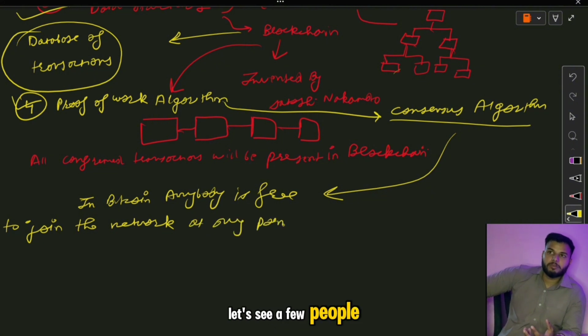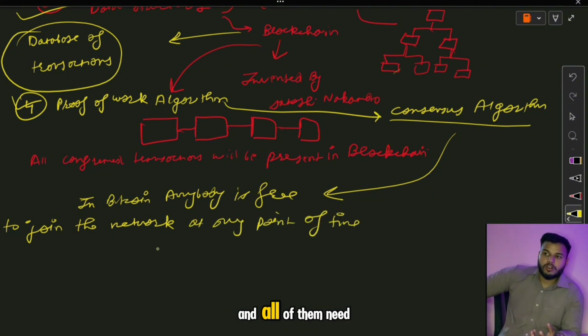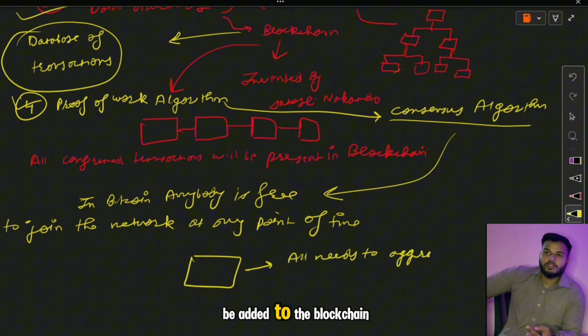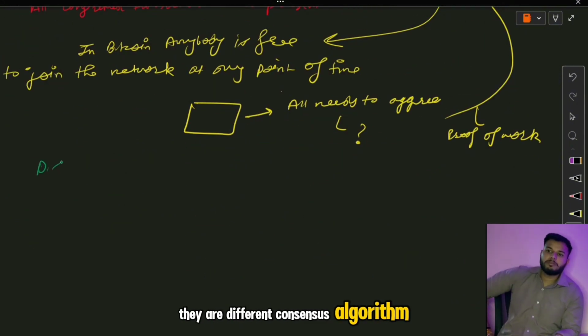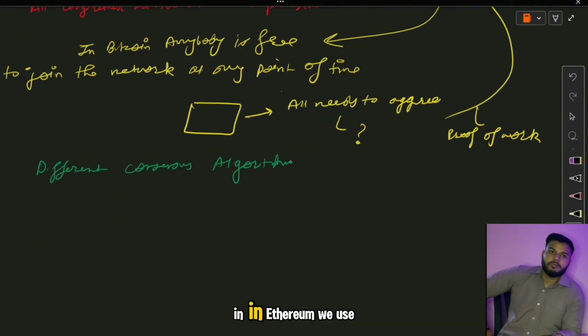Let's say a few people have joined the network, and all of them need to agree to a particular block before that block is added to the blockchain. How all these people agree to that block is decided by the consensus, and the consensus which Bitcoin uses is proof of work. There are different consensus algorithms present. For example, in Ethereum we use proof of stake.